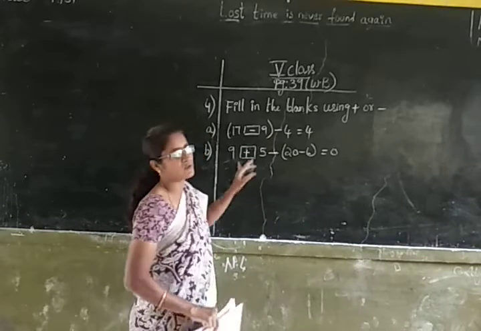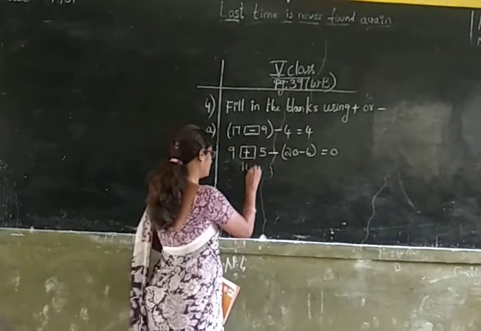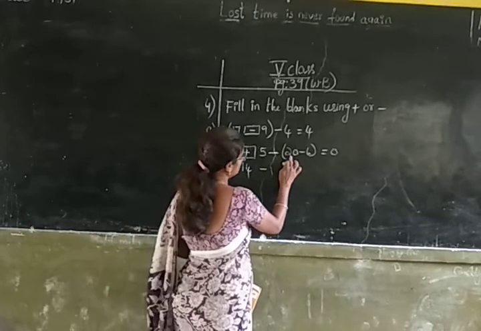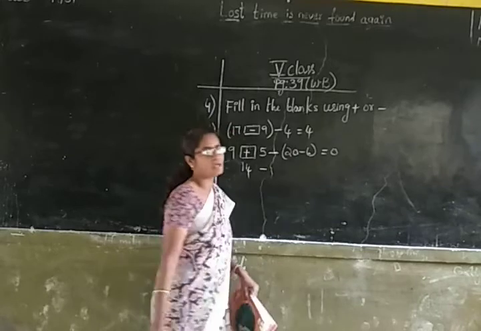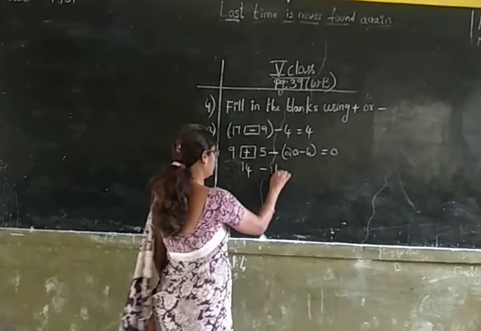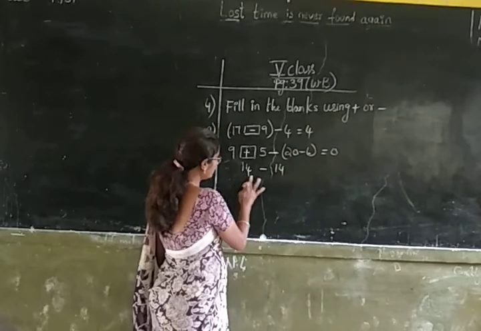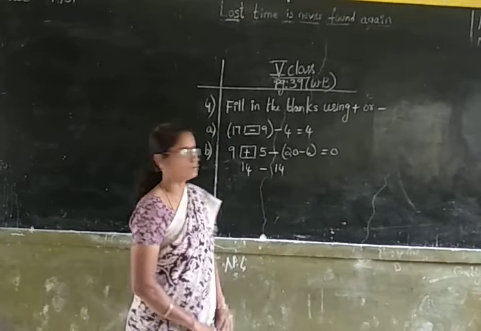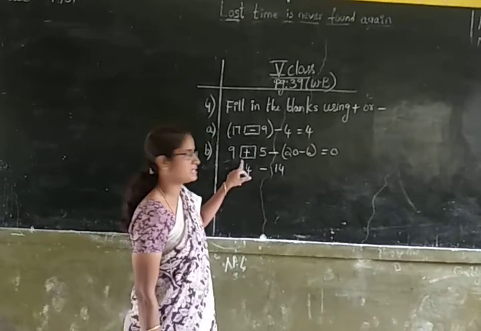So 9 plus 5 is how much? 14. 9 plus 5 is 14. 14 minus 20 minus 6 is how much? 20 minus 6 is 14. And 14 minus 14 is how much? 14 minus 14 is 0. So we have to place the symbol plus here.